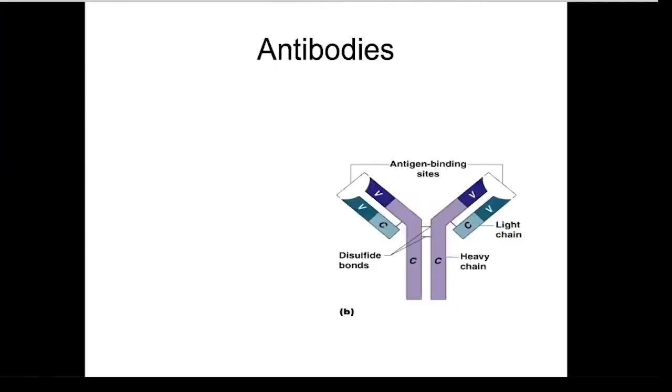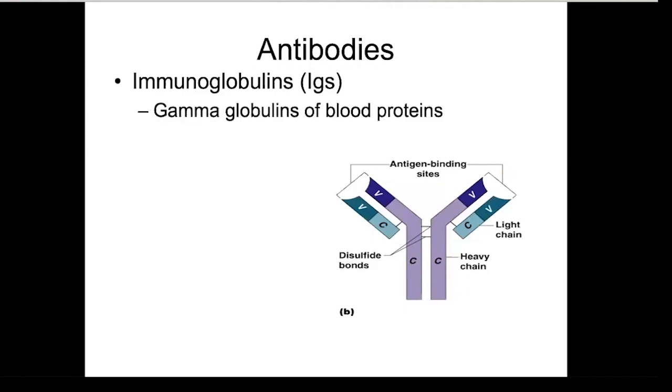Let's look at antibodies. We've been talking about them a lot. What are they? As I mentioned before, they are immunoglobulins, so they are a protein. Specifically, they are your gamma globulins in your plasma. You will need to know the basic anatomy of an antibody.